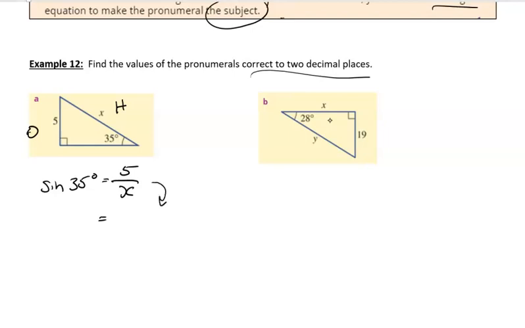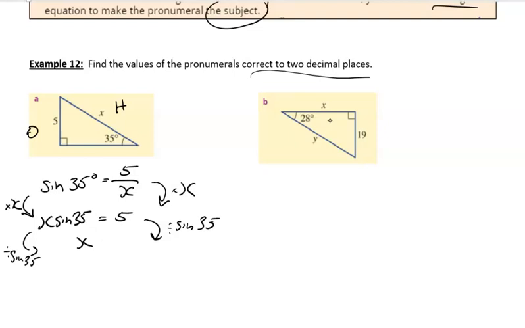We're going to multiply both sides. Eventually, we're not going to have to write these by x, and so now we have x times sine 35 gives us 5, and how do we get x by itself? We're going to divide by whatever sine 35 is on both sides. I'm not going to write this on the next one, but that's what I'm doing, and that gives us 5 over whatever the value of sine 35 is.